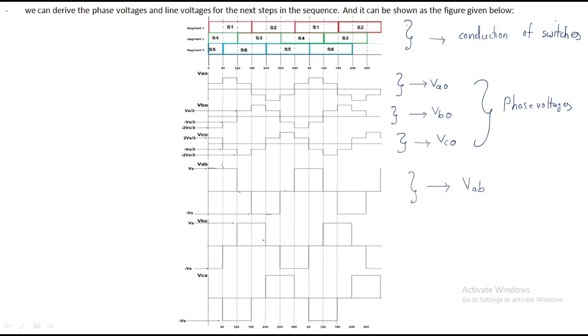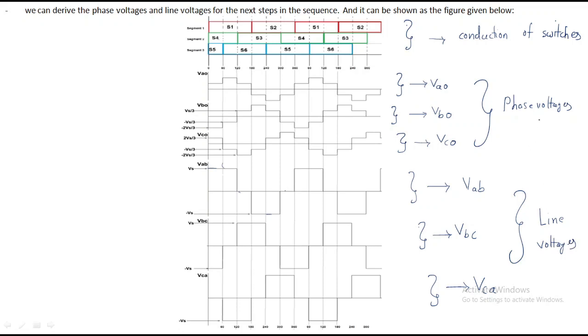This is the VAB, right? Same also, for 0 to 120 you have minus VS for VBC line voltage. For 60 to 120, VBC value is 0. For that the path will flow like this for VBC. This is for VCA. Those are the line voltages.